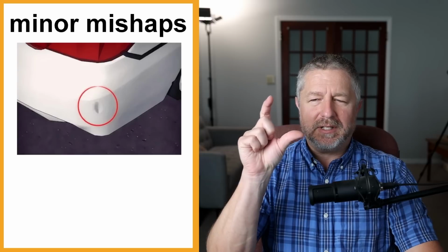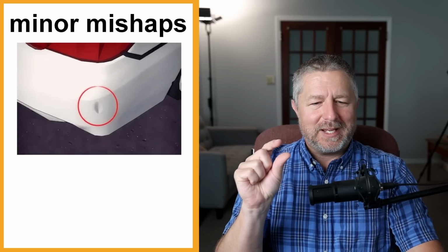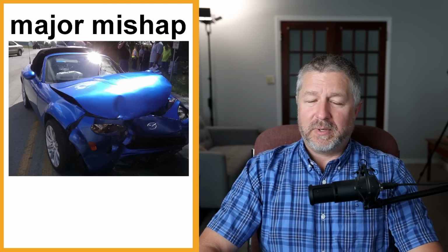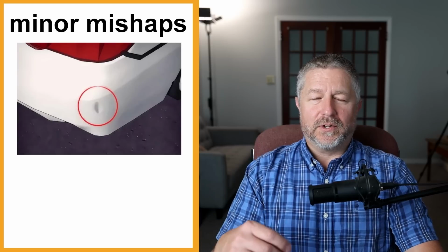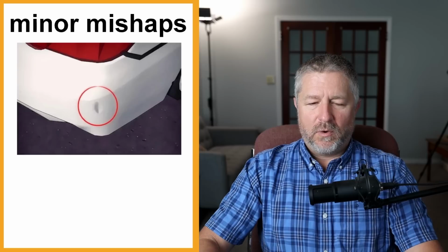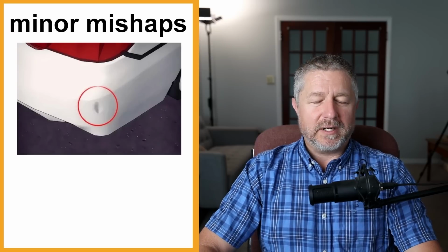So minor again means minimal or smaller or not big. So that's a minor mishap. And this is a major mishap. This person obviously got hit by someone else on the front, and there is a lot of damage. Generally, minor mishaps result in minor annoyances and maybe minor injuries, whereas a major mishap would result in a lot of damage or major injuries. So this lesson is primarily about minor mishaps.